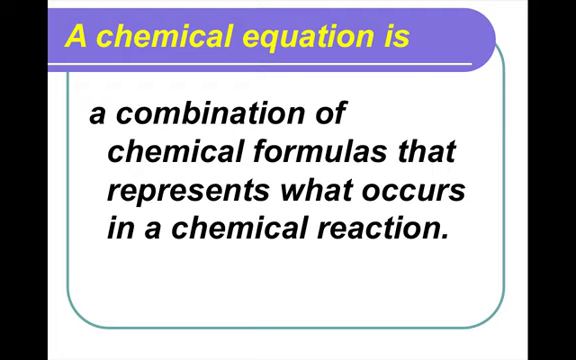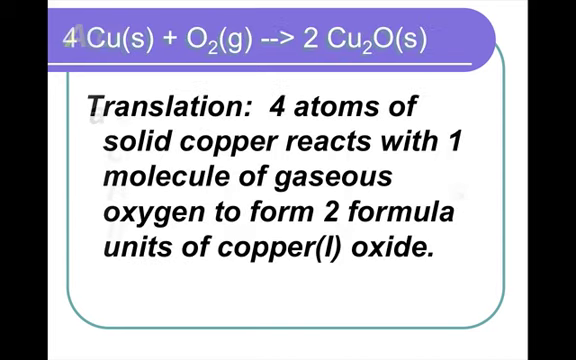A chemical equation is what we use to describe what takes place in a chemical reaction. It's a combination of chemical formulas that represents what occurs in a chemical reaction. Let's look at this chemical equation. You've learned how to read the chemical alphabet. Those alphabet letters are element symbols. And you've learned how to read some chemical words, the nomenclature of compounds. Now it's time to learn some chemical sentences.